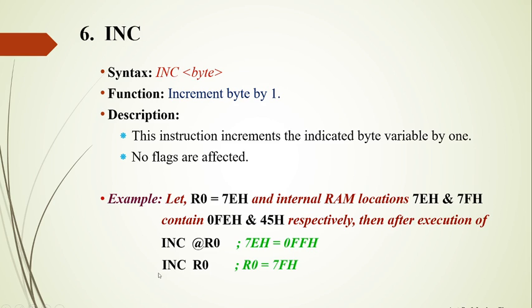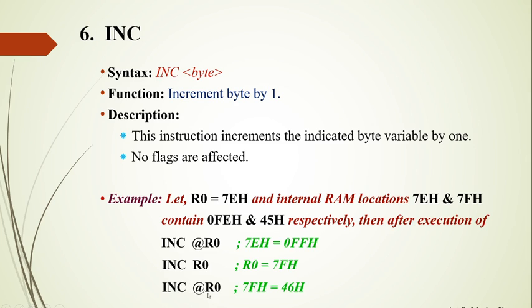Next instruction is INC R0. It will simply increment the content of R0. So before execution of this instruction, the content of R0 is 7EH, and after execution of this instruction, the content of R0 will be 7FH.